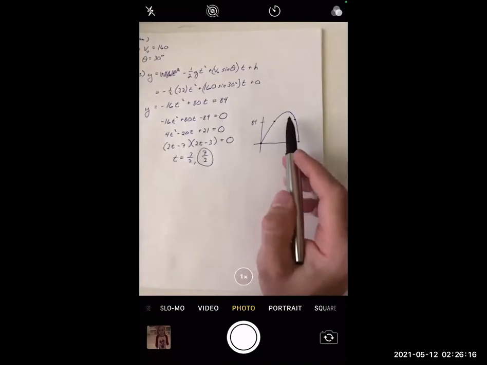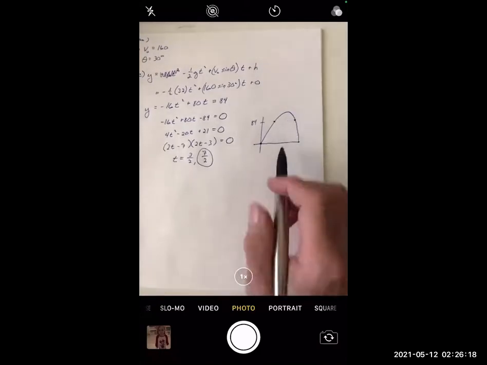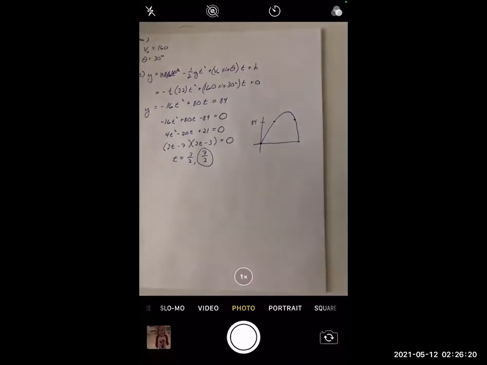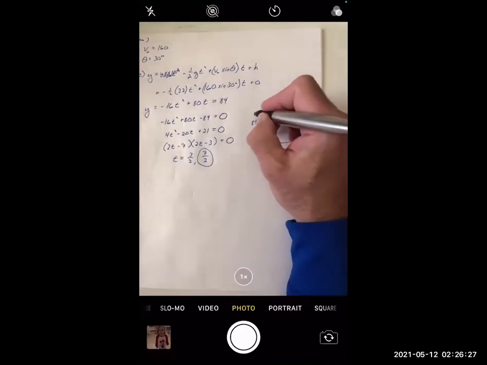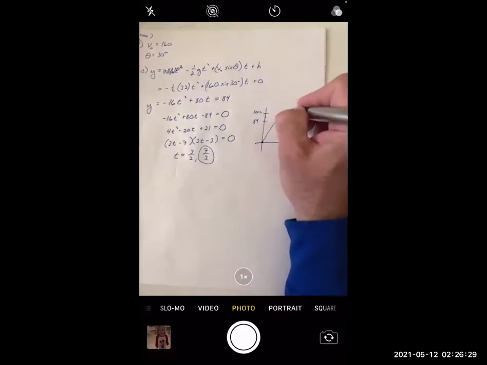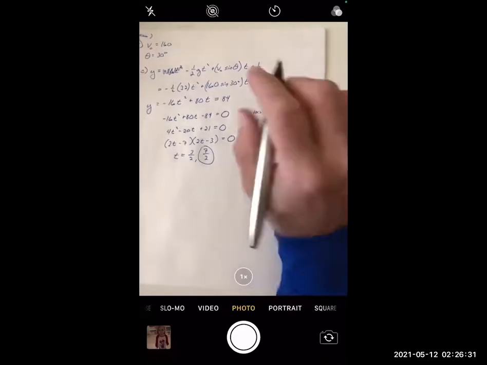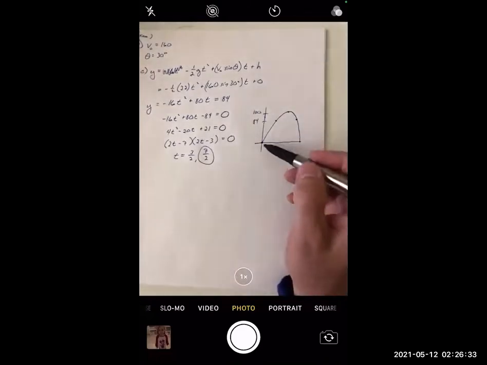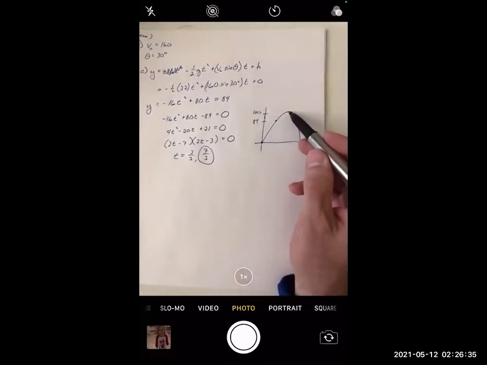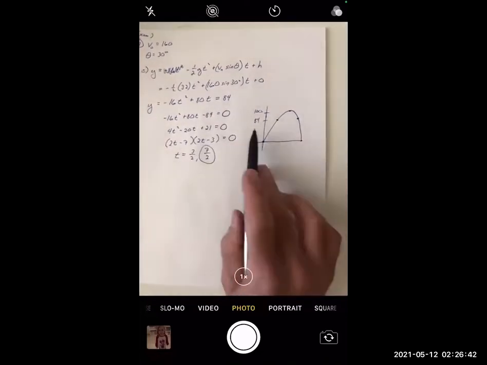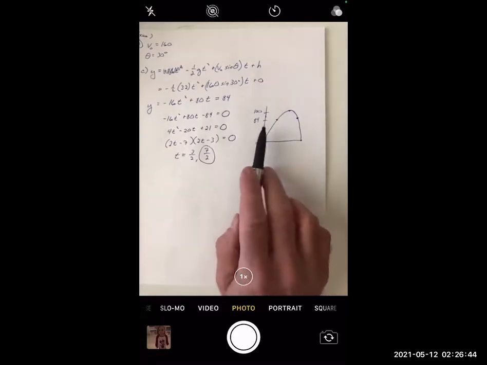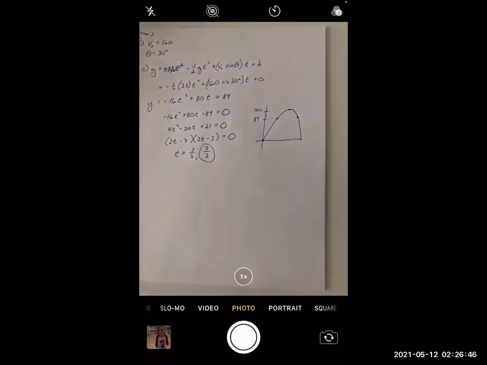Because part B asked what the maximum height was, and that answer was 100. So it hits 84 on the way up and goes up to 100 feet, and then it falls back down. So it hits 84 a second time. So that'd be your 7/2. If it asks where it hits 84 the first time on the way up, then you would choose the 3/2.